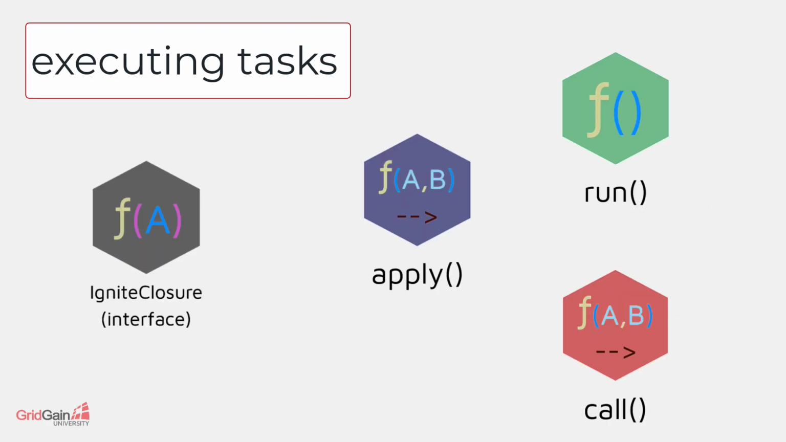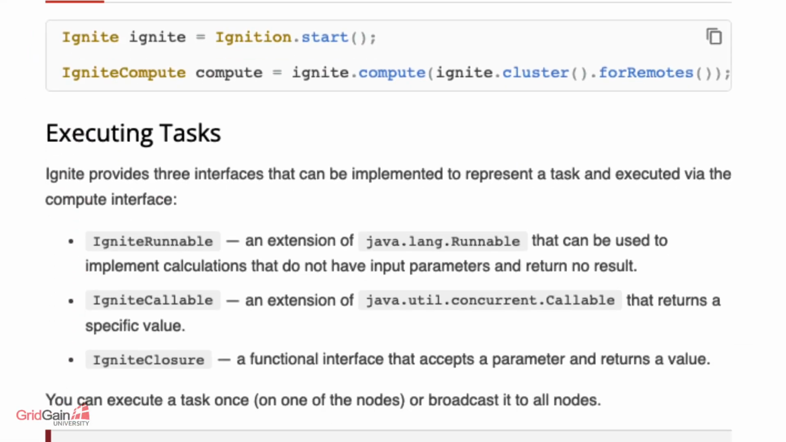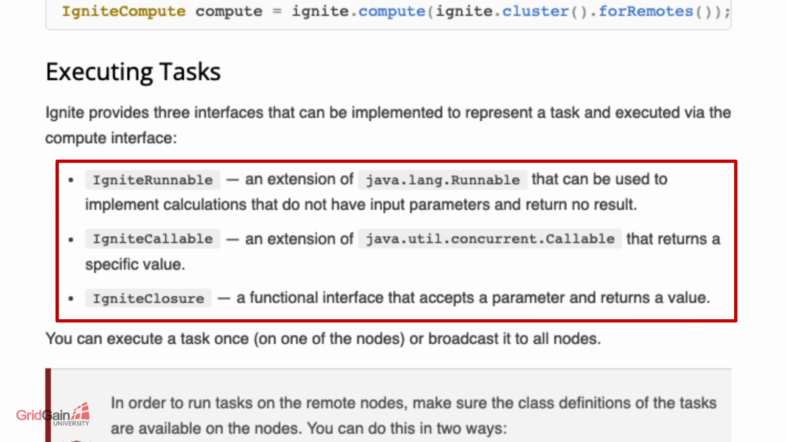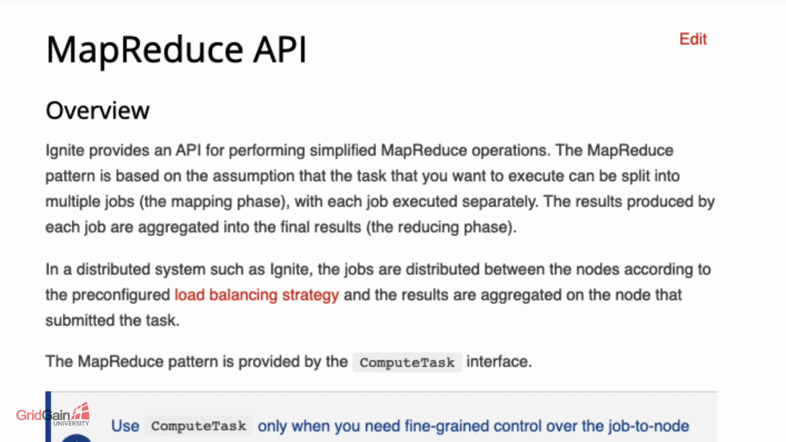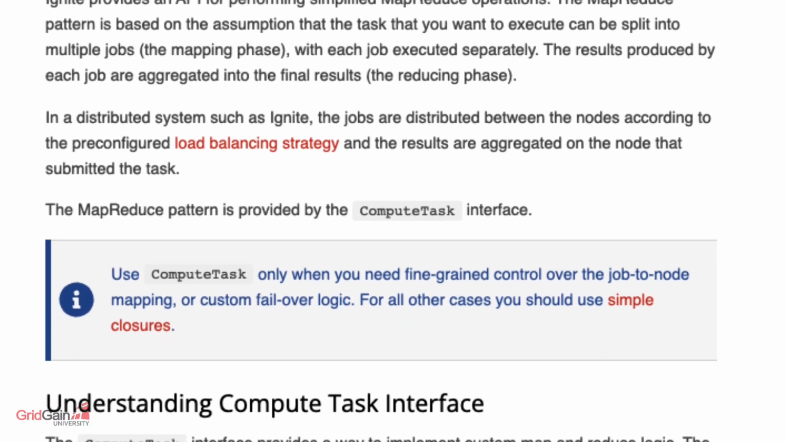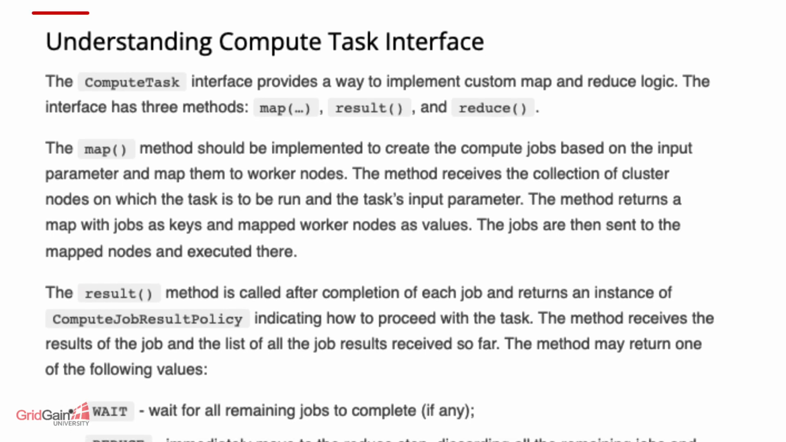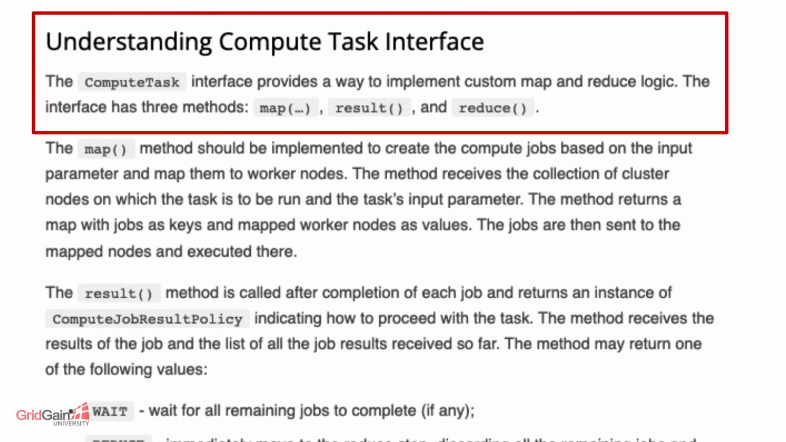Apache Ignite includes a number of different ways to distribute workload. We're going to focus on 3 simple APIs that allow you to execute tasks or units of work across multiple nodes in your cluster. For more sophisticated use cases, Ignite implements the MapReduce computational pattern via the compute task interface. Check out the documentation for more details about that.